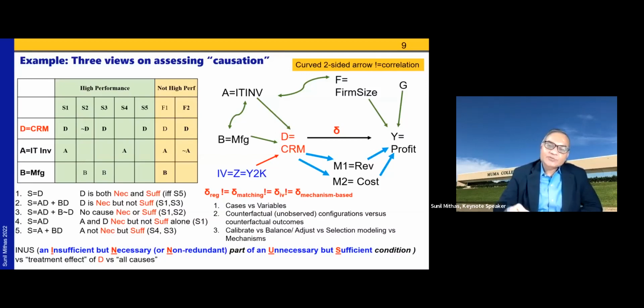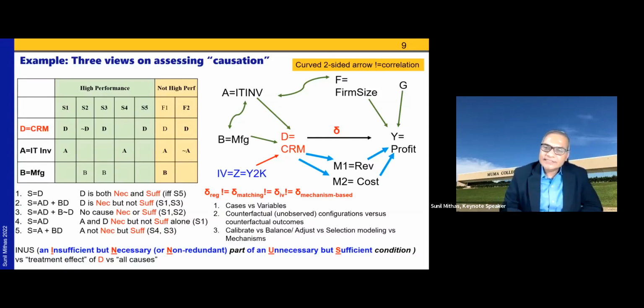So in this situation here, you can exploit the Y2K as a natural experiment that took place. And because of Y2K, it is likely that some firms adopted, let's say, enterprise systems of which CRM was a component. And through that mechanism, we might be able to estimate the effect of CRM systems on firm profits.